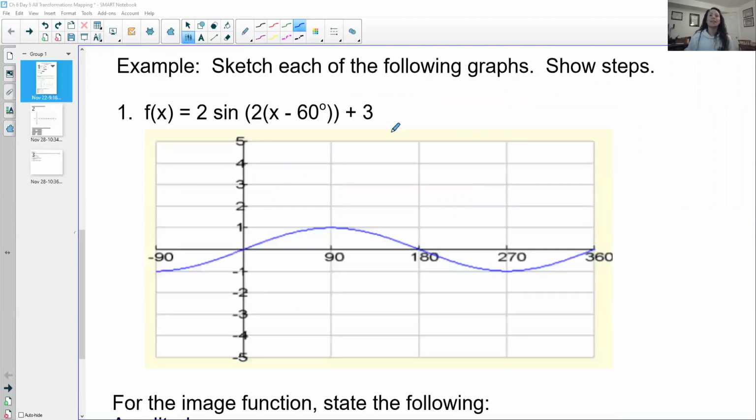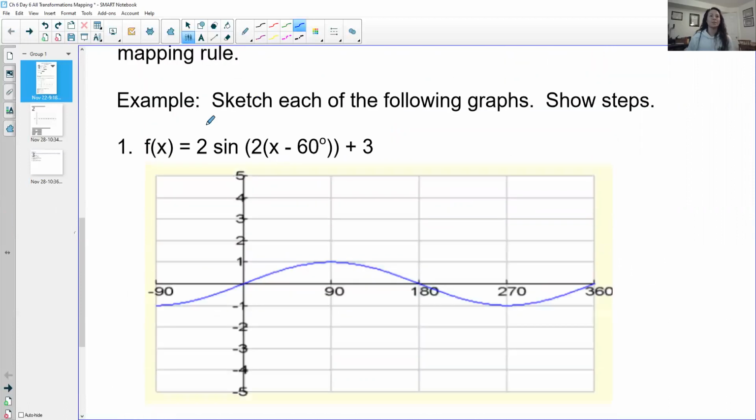So let's see, this is my A value. So that is my vertical stretch. This is my K value. So this is a horizontal compression. This means I will move to the right 60 degrees. So this is right 60. And this is going to shift it up 3.